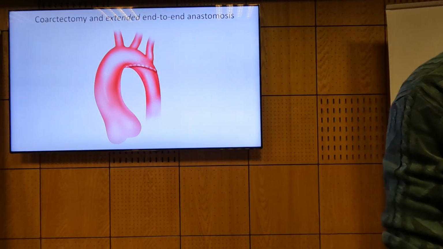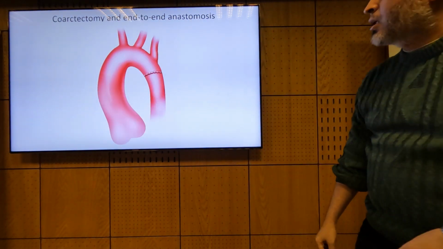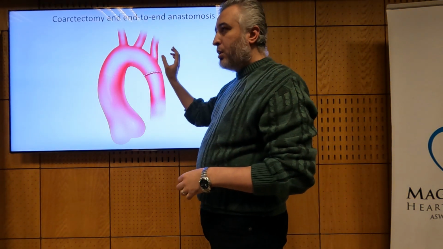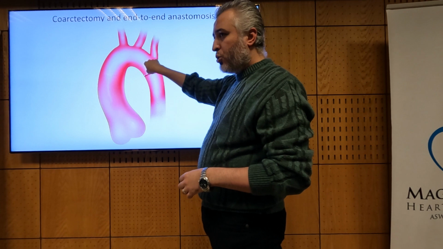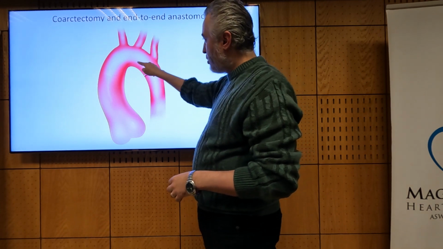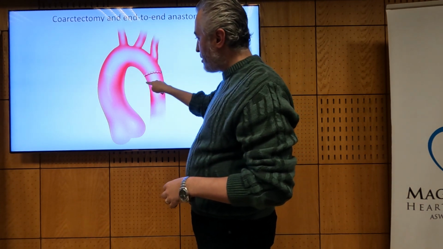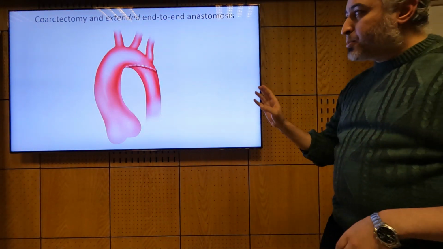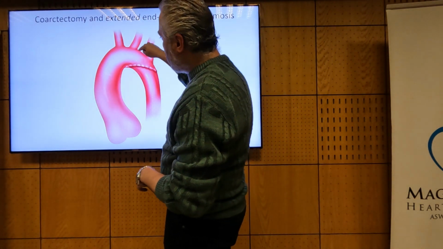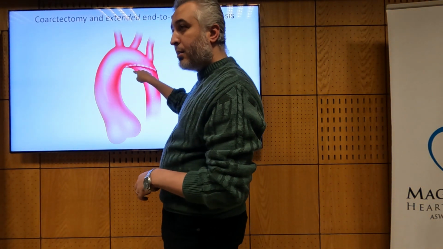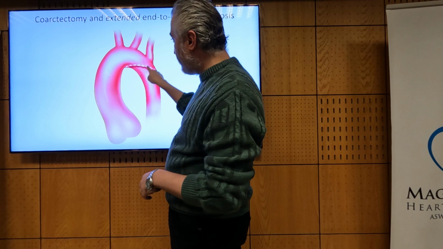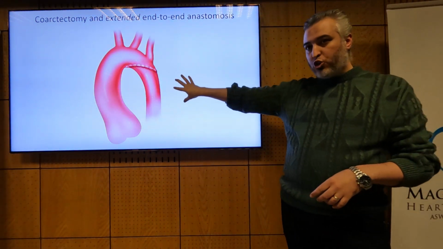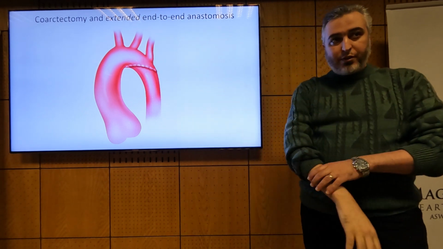On the other hand, at any part, the diameter of the aorta is either the arch or the descending. So here is arch, here is anastomosis, here is descending. While with this, at any part, you get the diameter of the arch plus the descending. So you get a significantly wider aorta. Okay? So this technique has a much lower rate of recurrence.